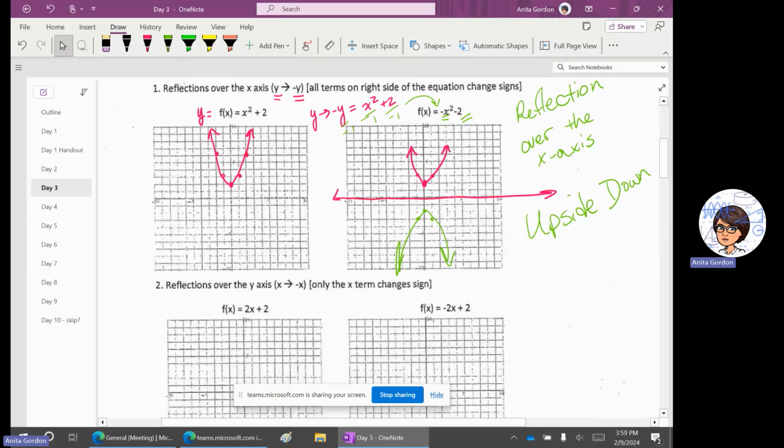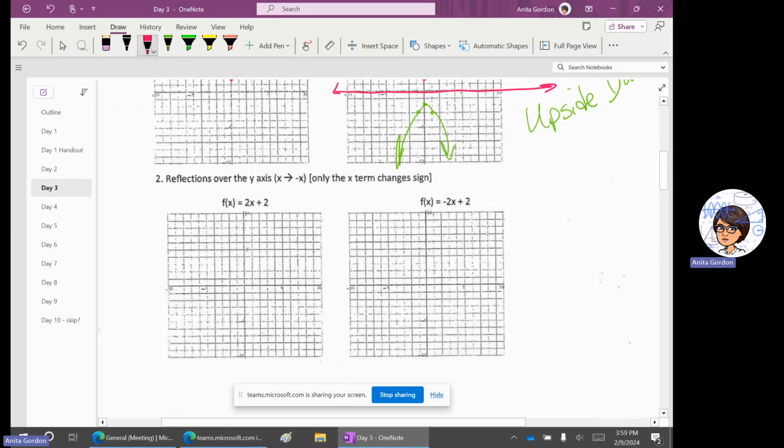Alternatively, if I want to flip it over the y-axis, so my vertical line, then I'm flipping it backwards like a mirror. In order to do this, I take my x and replace it with negative x. So here is my base function. This is a line, slope positive 2, y-intercept of positive 2. So y-intercept of positive 2, positive slope up 2 over 1, up 2 over 1. And then I'm going to do a couple of points backwards just so we can see what that line looks like. So that is my base function.